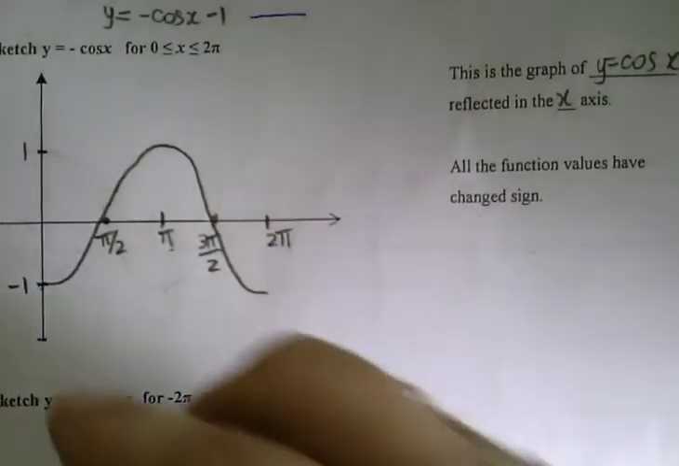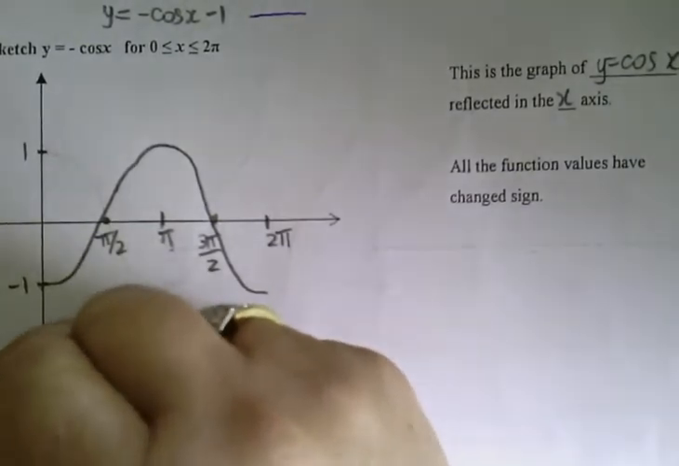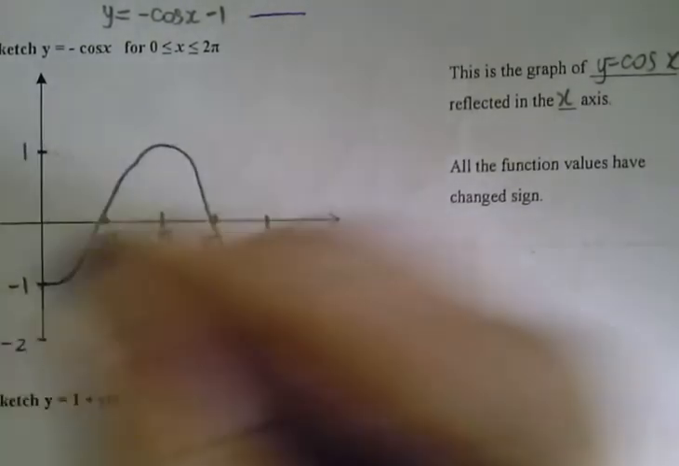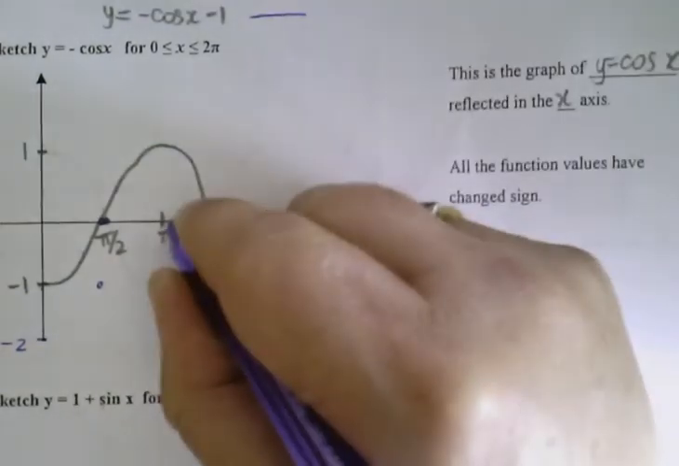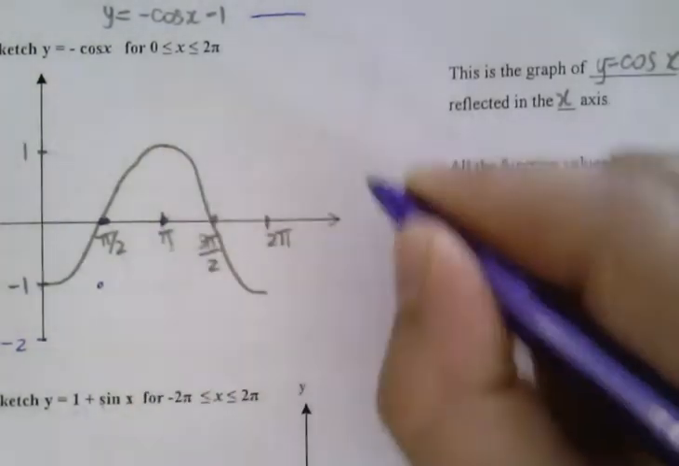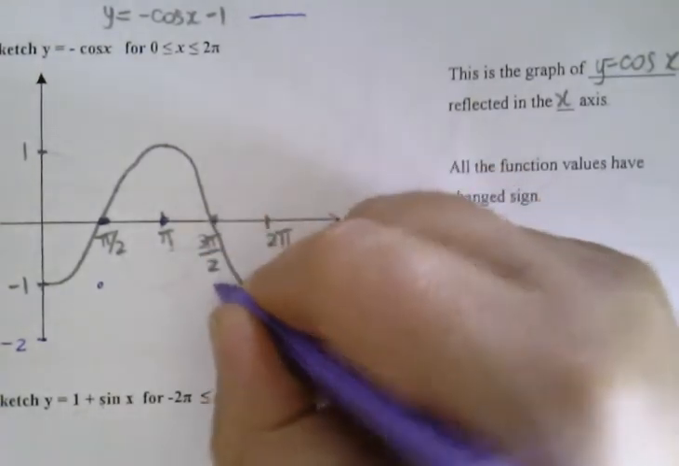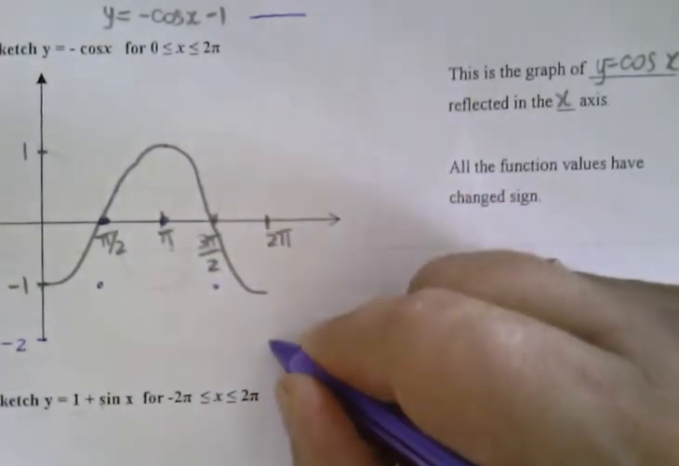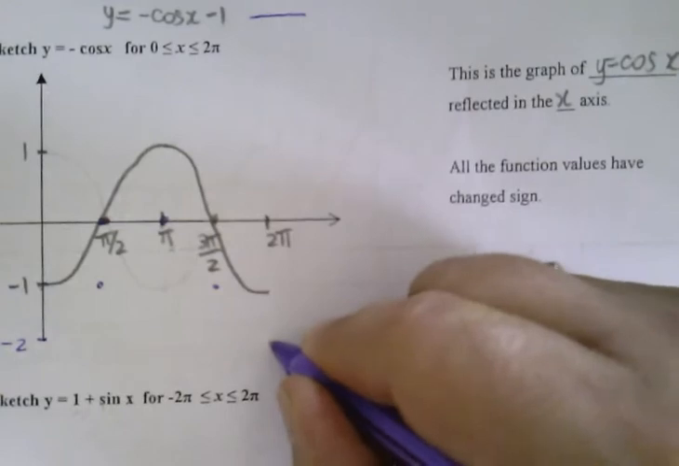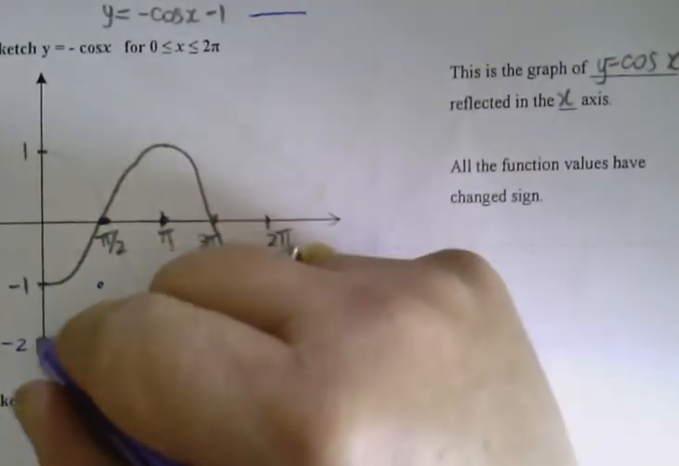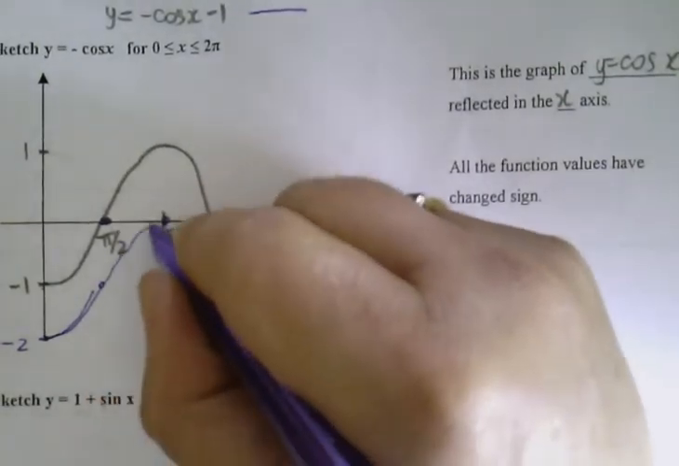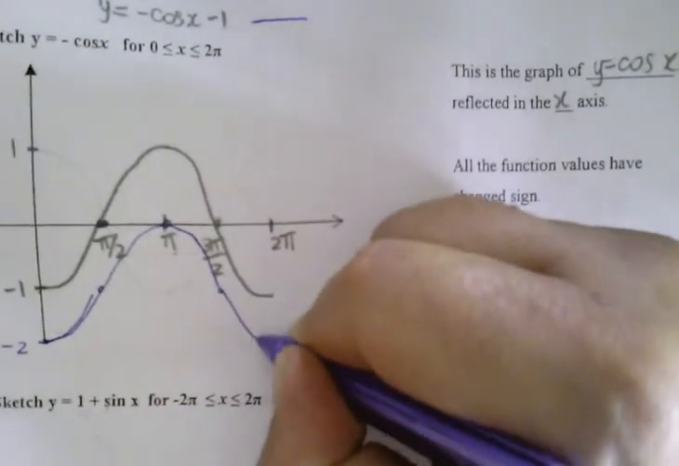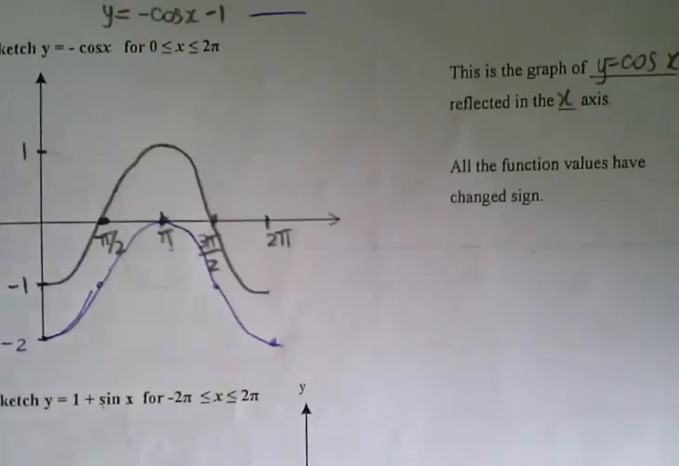I'm going to do that in purple. So instead of -1, it's now -2. Instead of 0, it's now -1. Instead of 1, it's now 0. Instead of 0, it's now -1. Instead of -1, it's now -2. So the other curve, a bit hard to draw, would look like this. This would be negative cos x minus 1.